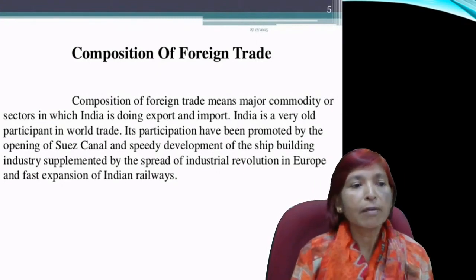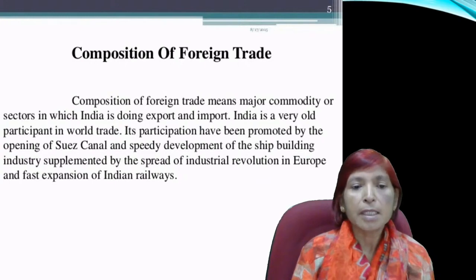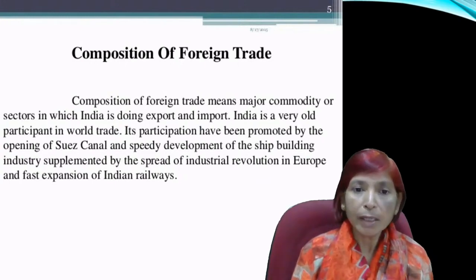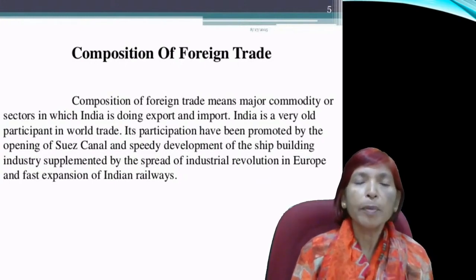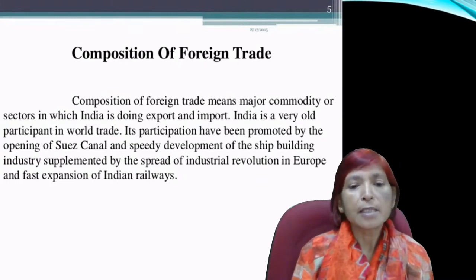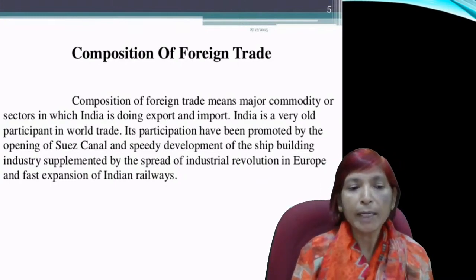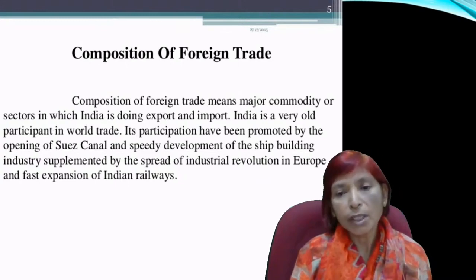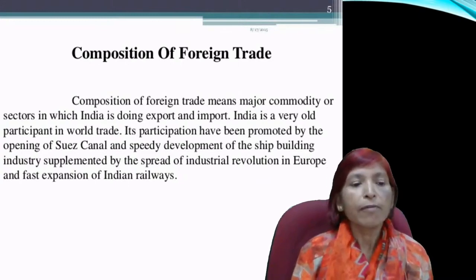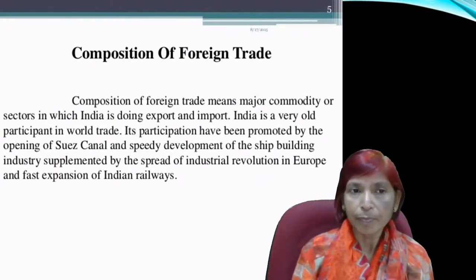You know that India is a very old participant in world trade. Its participation has been promoted by the opening of the Suez Canal and speedy development of the shipbuilding industry, supplemented by the spread of industrial revolution in Europe and fast expansion of Indian railways.